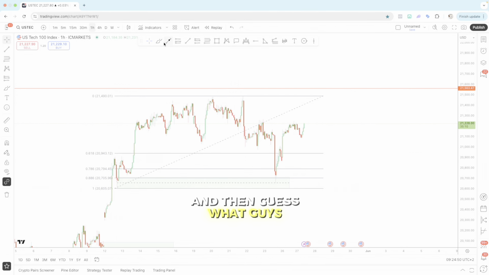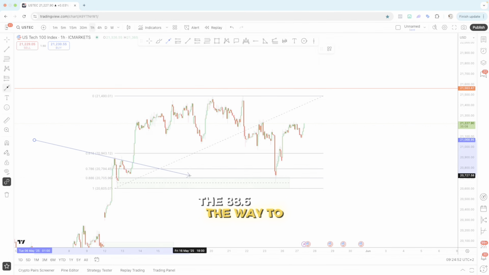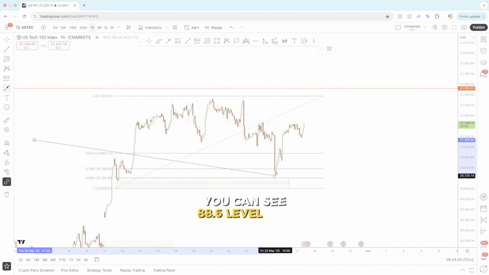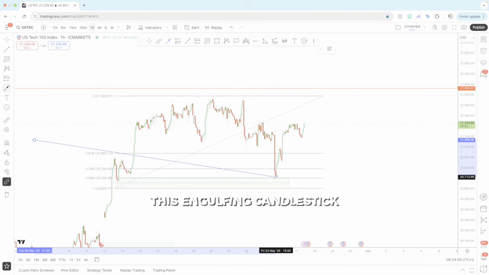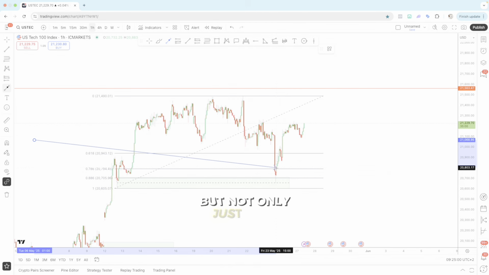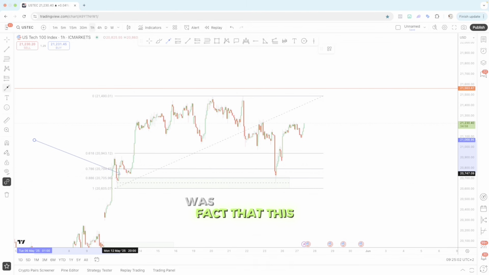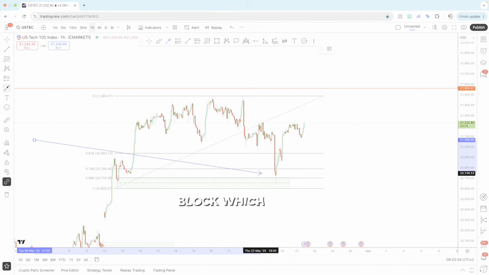And then guess what guys, we went all the way to the 88.6 level. You can see the 88.6 level. Not only just that, look at what happened afterwards, this engulfing candlestick that presented itself. But not only just that, I like the fact that this was coming back to an order block, which means that Fibonacci is much better when you are also able to add onto it.